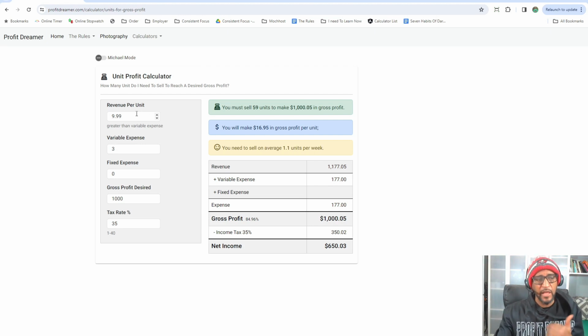Keep in mind, there's validation on this. Your revenue has to be greater than your variable expense. So if I put 2 here, you see things will change red and say, hey, you can't do that. You need to make it greater than your variable expense. So I'm just looking for feedback on this calculator.